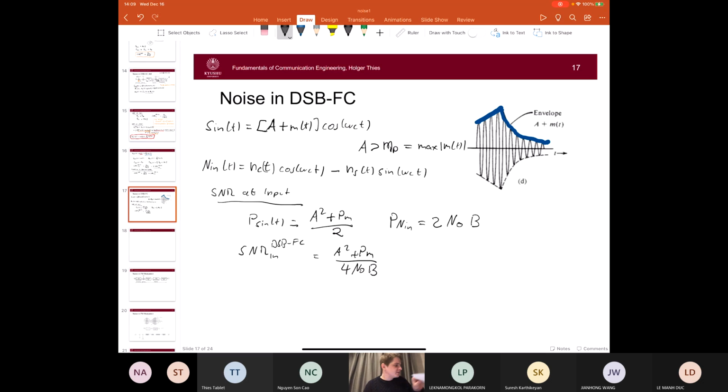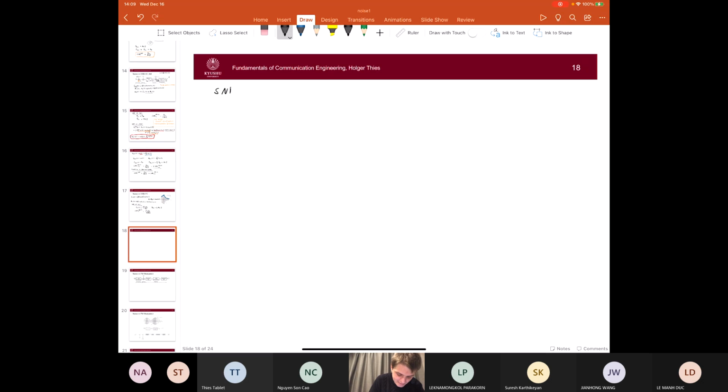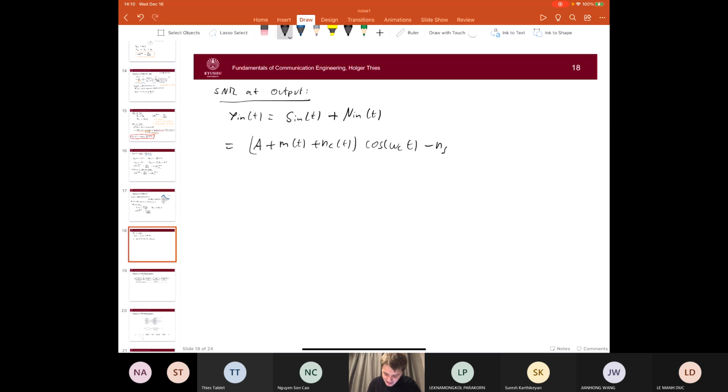Okay, so this is the signal to noise ratio at the input, and now let's compute the signal to noise ratio at the output. Okay, so the output is the envelope of the input signal, right? So we have this input signal, which is just the signal plus the input noise, which is just A plus m of t plus nc of t, times cosine omega c t, minus ns of t times sine omega c t.